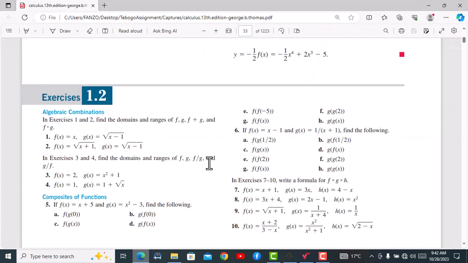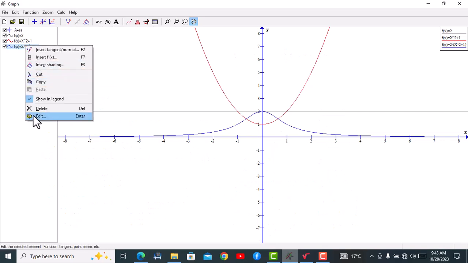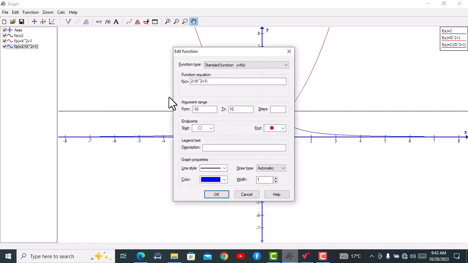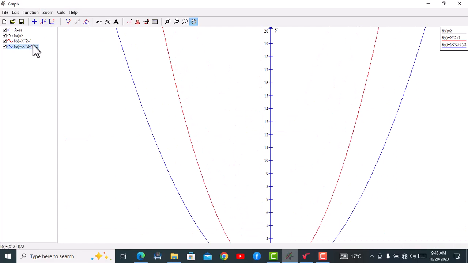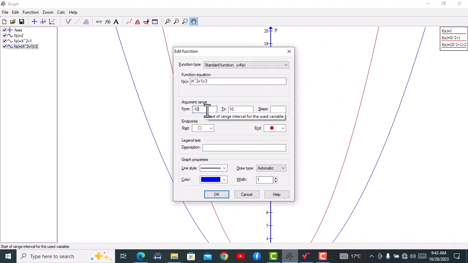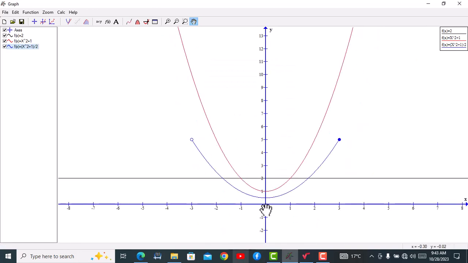Now that we are done with those ones, let me go to g. Now dividing f by x squared plus 1. So I'm going to get rid of this one, delete. Okay, let me just edit. So this time I'm going to do this. Now g divides f, and let's check what we can get. You see now what is happening. This is the function, and let me just try to use maybe minus 3 to positive 3, and look what we have. So this would be the function that we have if g divides f.